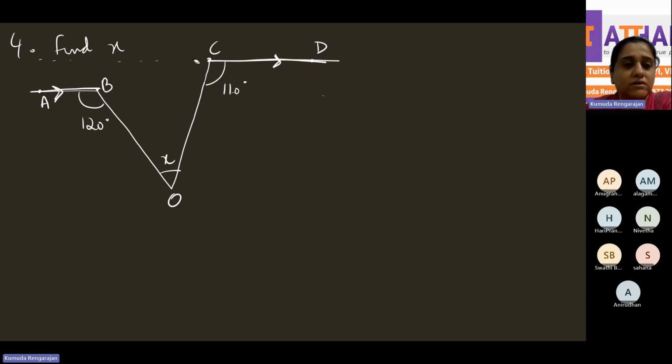So this is the given figure, and we have to find the measure of X. As I told you, AB and CD are marked parallel. Leave those two lines. The other lines are BO and CO, which meet at O. So the construction should go through O. Through O, draw a line parallel to AB or CD.